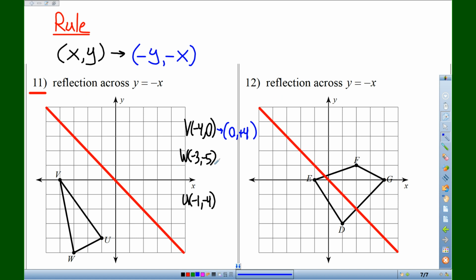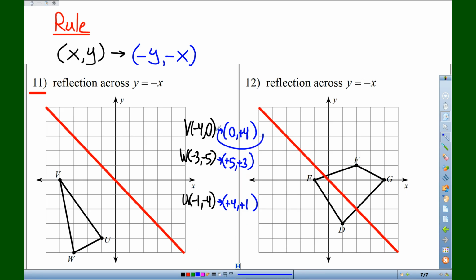Okay, let's try it with W. First thing, swapping my two numbers: (-3, -5) becomes (-5, -3). Now let's change their signs. Negative 5 is a positive 5, negative 3 is a positive 3. And then the last one, U: swapping (-1, -4) to (-4, -1). Negative 4 becomes positive 4, negative 1 becomes positive 1. So that's the idea.